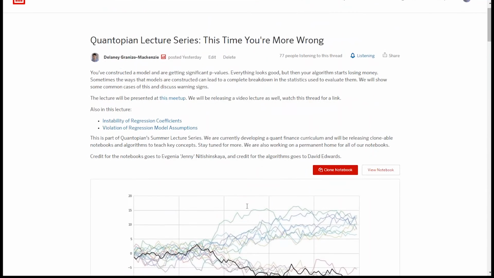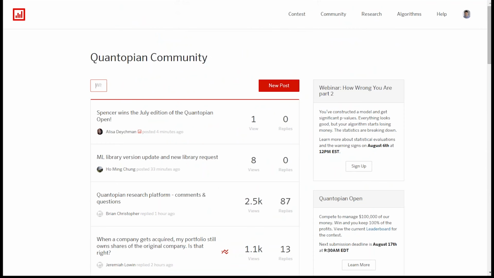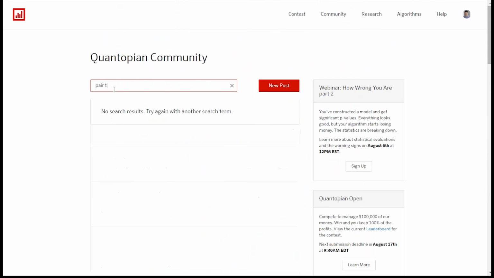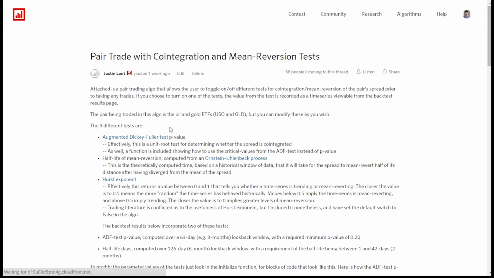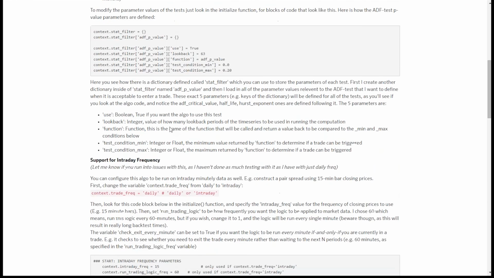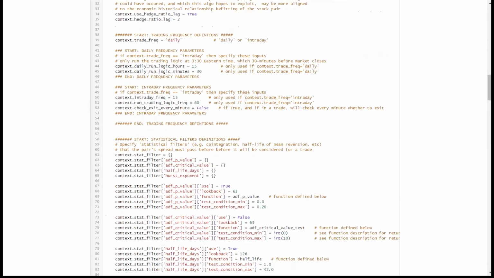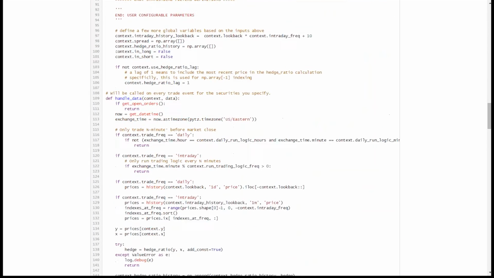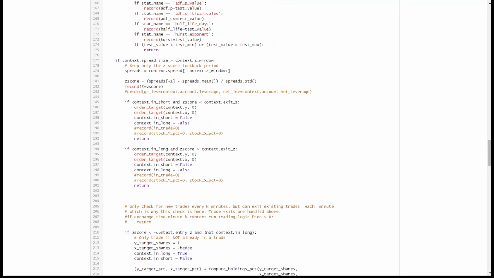And then the other one that we recently saw released here was by Justin Lent. And let me see here. Yes. So this is the other algorithm that Justin released, which has some pretty cool stuff. So this focuses more on some statistical tests that you can do while you're pairs trading to try to set off those fire alarms that I was talking about, to make sure that the conditions that you're looking for are still there.